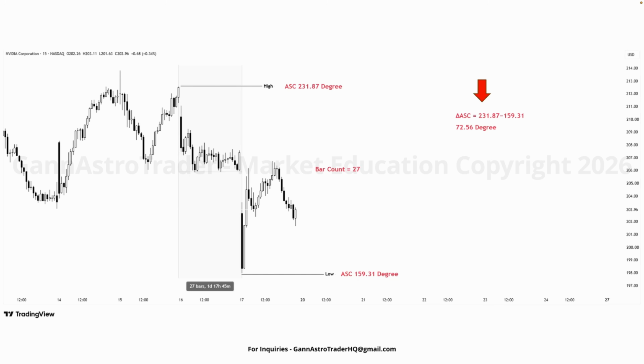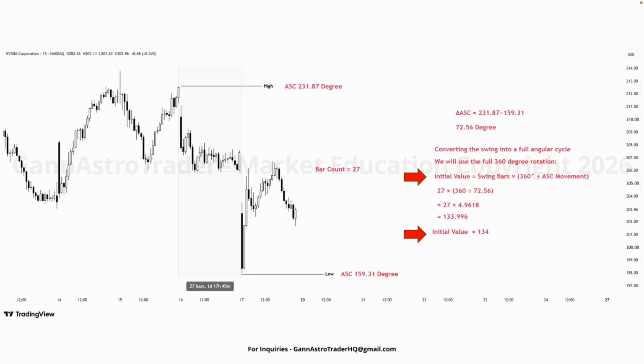At this point, we have 2 important pieces of information. We know that the market swing lasted 27 bars, and we know that during that swing the ascendant moved 72.56 degrees. Now we can take that observed angular movement and convert it into a complete 360-degree cycle. This is where the calculation becomes interesting. We want to determine how many bars would correspond to a complete 360-degree rotation based on the angular movement we just measured.